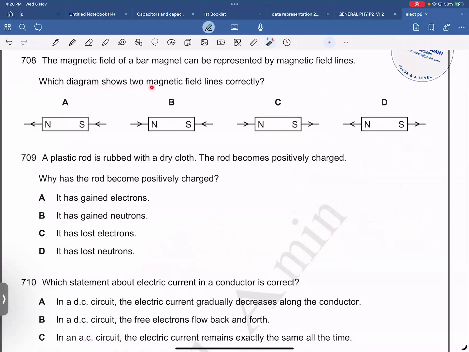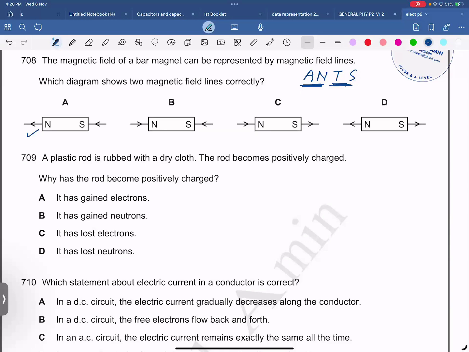Which diagram shows 2 magnetic field lines correctly? Magnetic field lines, learn, my dear students, ANTS. ANTS means AN, away from north, TS, towards south. So away from north, towards south.